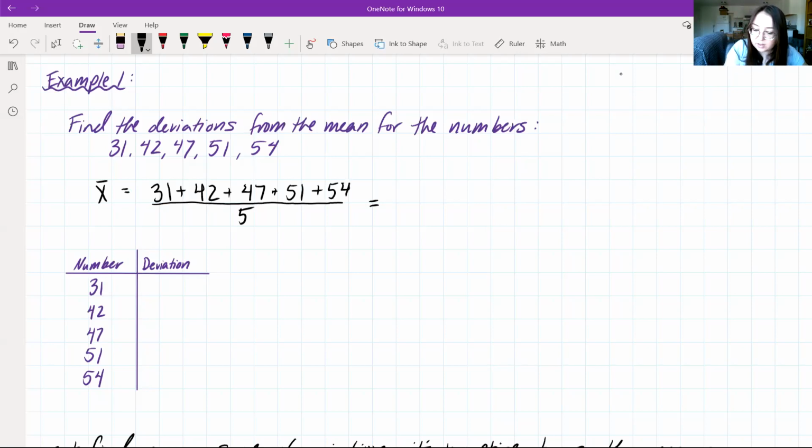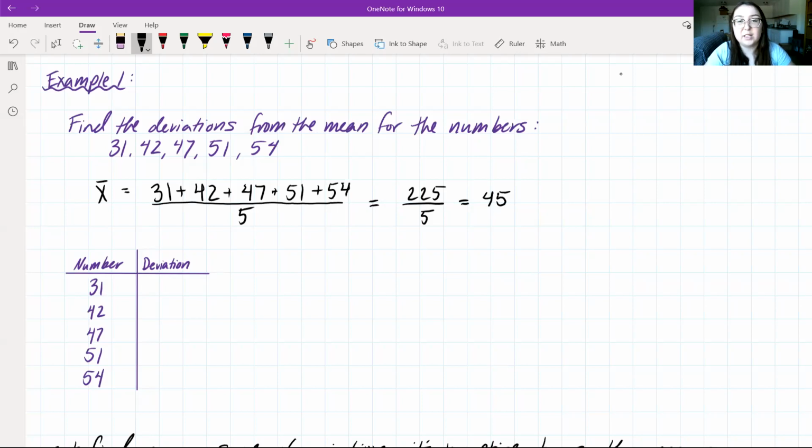If we do that, we're going to get 225 divided by 5. Now we can obviously tell this is going to simplify to an even number, and it's going to be 45. So now we know that our mean is 45, or our x bar is 45.